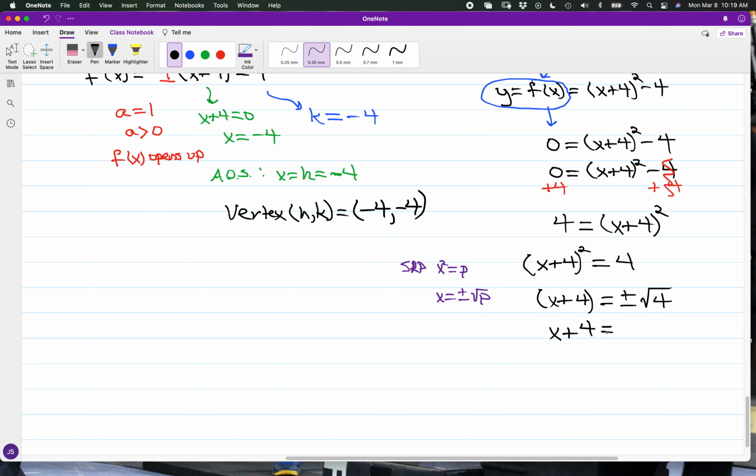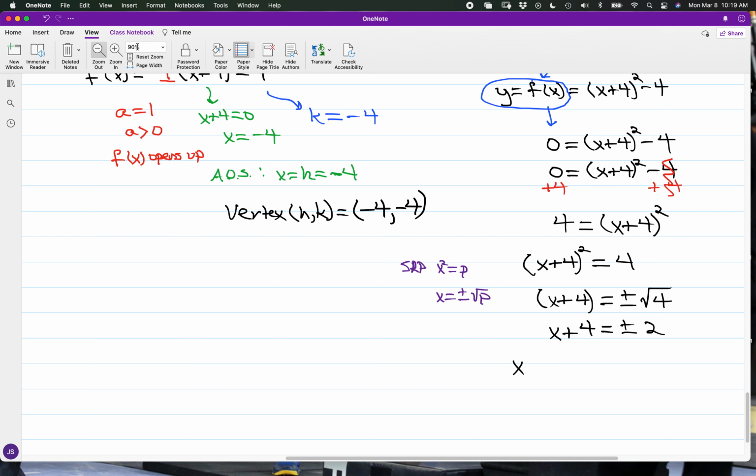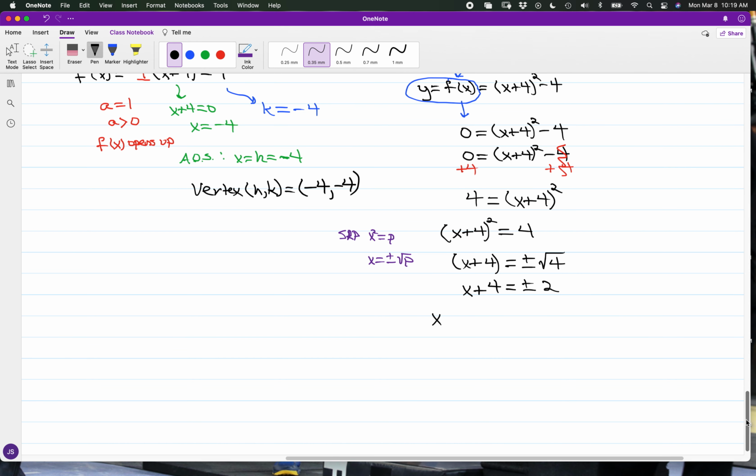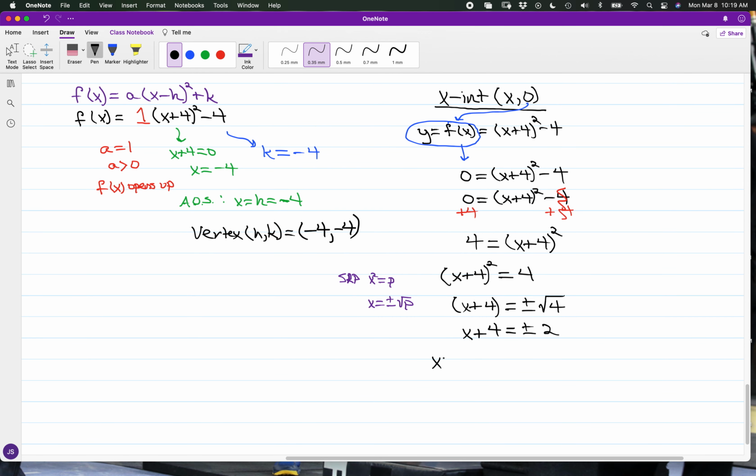So I got x plus 4. Now, square root of 4 is 2, and I'm going to have x plus 4 is equal to plus or minus 2. And looking at what we have upon separating, at the lower end, we have x plus 4 is equal to -2. And at the upper, we have x plus 4 is equal to 2.